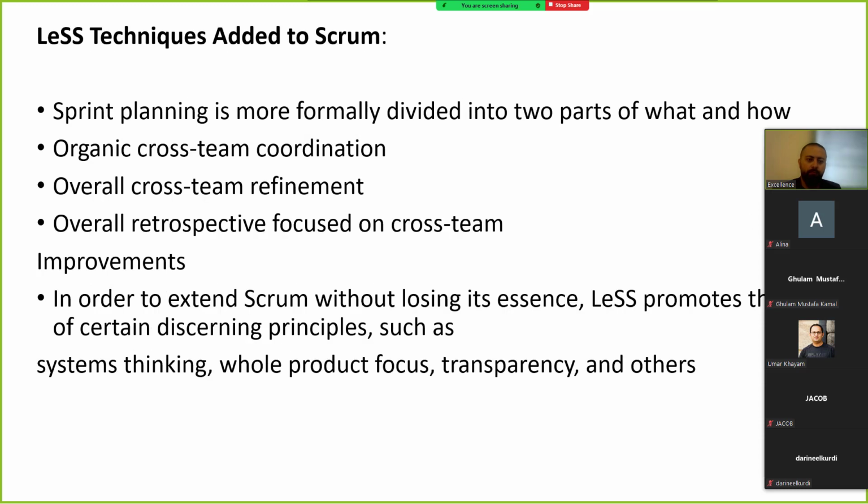Next slide, please. LeSS techniques added to Scrum. Sprint planning is more formally divided into two parts, what and how, with organic cross-team coordination, overall cross-team refinement, and an overall retrospective focused on cross-team improvements.